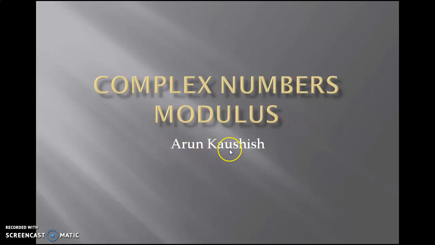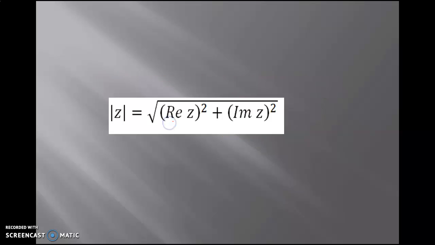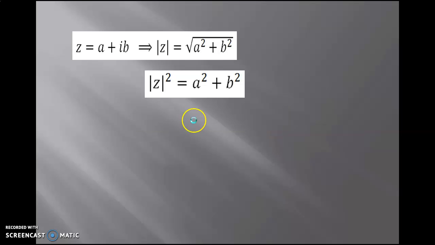Myself Arun Kashish. In this video, we are going to discuss some properties of modulus of a complex number and their use in solving problems. Modulus of z is square root of real part of z square plus imaginary part of z square. That is, z is equal to a plus iota b implies modulus of z is equal to square root of a square plus b square. Modulus of z square therefore is equal to a square plus b square.